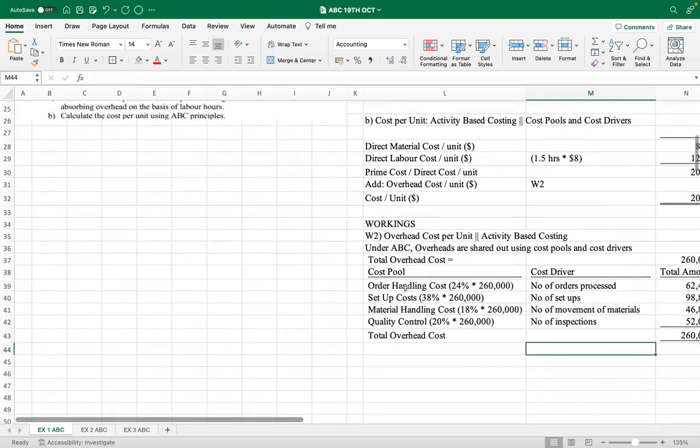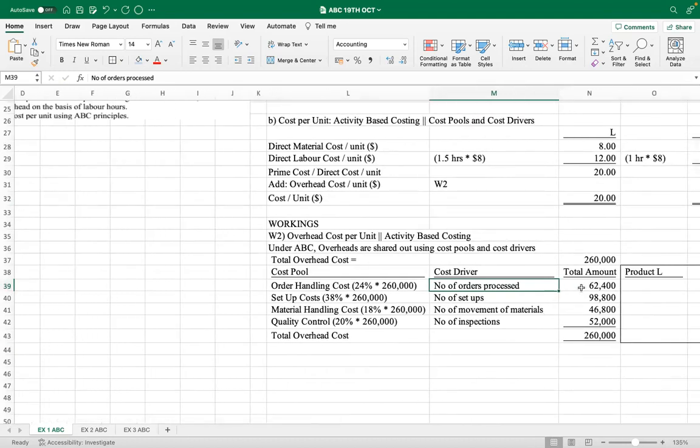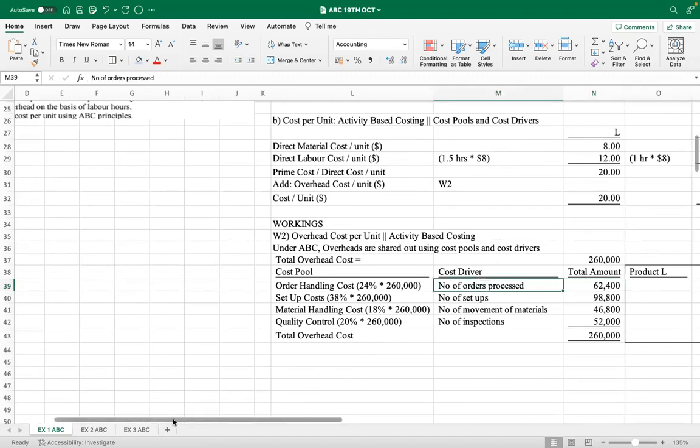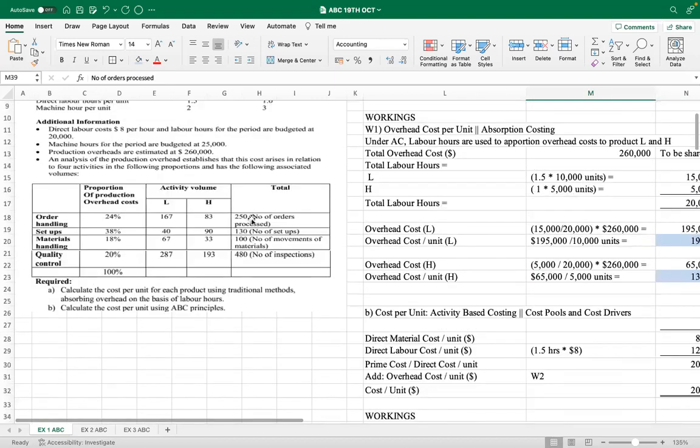So let's go back. We start with number one. Order handling cost is 62,000. We will share these 62,000 to product L and H using number of orders processed. So let's come back to the question. The number of orders processed were 250. Product L had 167 orders. Product H had 83 orders. So we share the overhead cost using this proportion, 167 and 83.